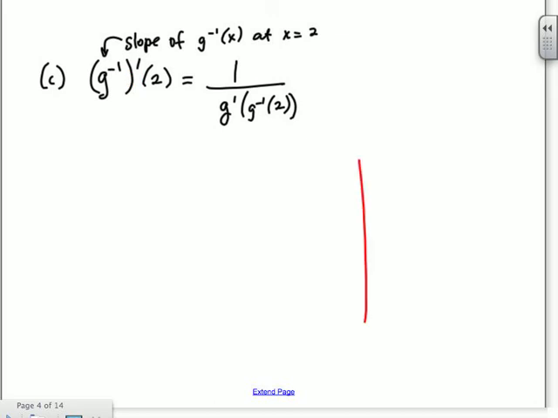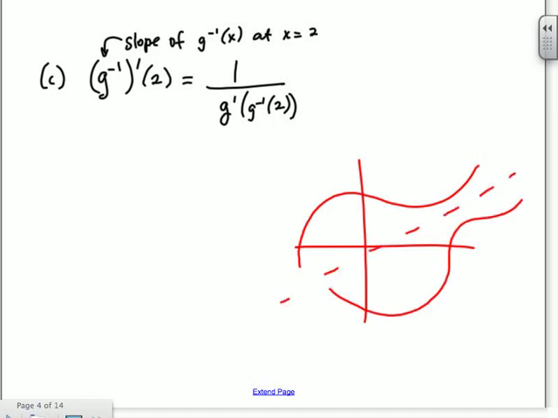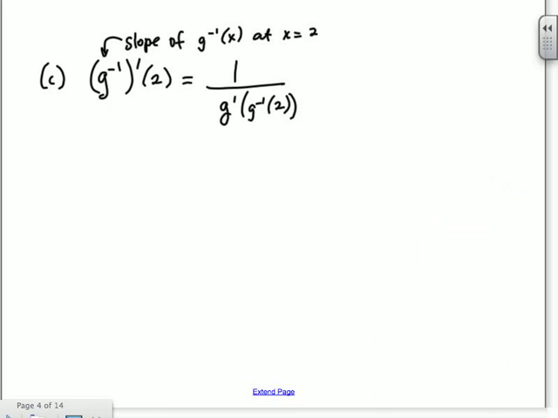Basically what this is saying is that if we have inverse functions, they're reflected across the line y equals x. For these points, if this slope was 3/4, this one would be 4/3. They're reciprocal slopes. That's where that theorem is coming from. Anyway, so I have 1 over g prime of g inverse of 2.